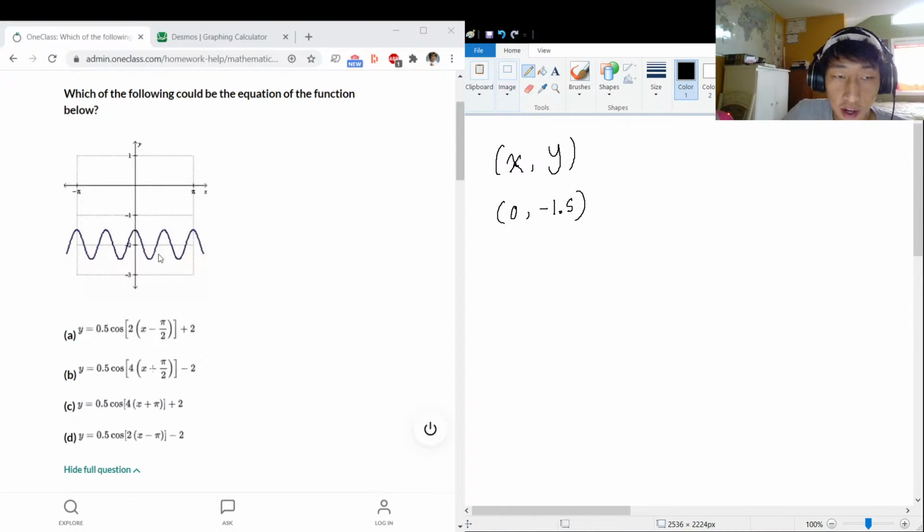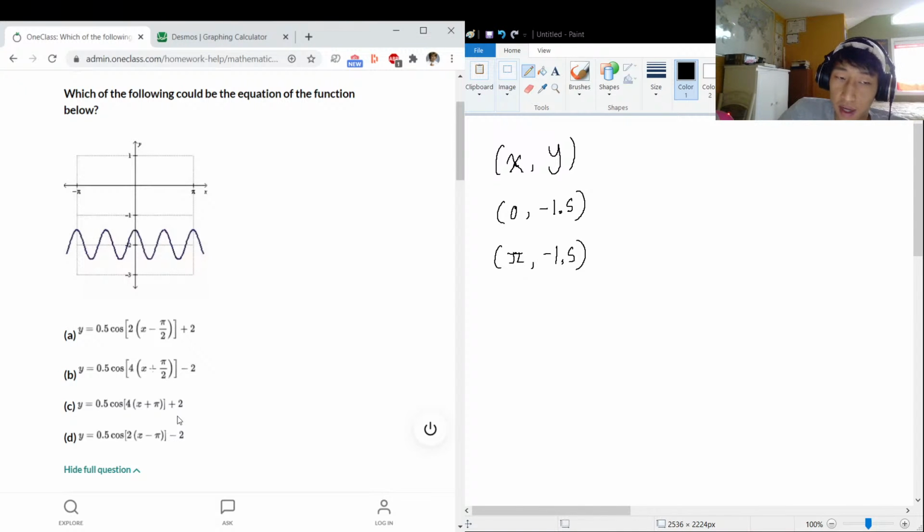Let's find another point of interest. When x is equal to pi, we have y also equal to negative 1.5. Now with these 2 points of interest, we can kind of sub these into the other equations and we can see who works and who doesn't work. Okay, but first let's take a moment to think about this. So we see all of our options are cosine functions and they all have a coefficient of 0.5. So we can't disqualify anyone based on that, but we can look at the end.